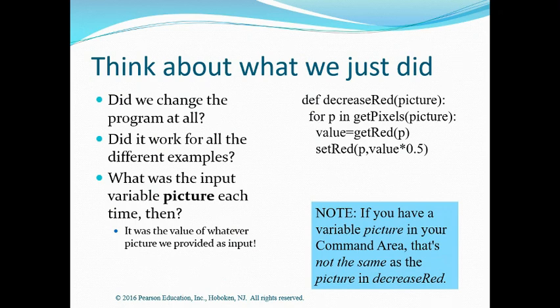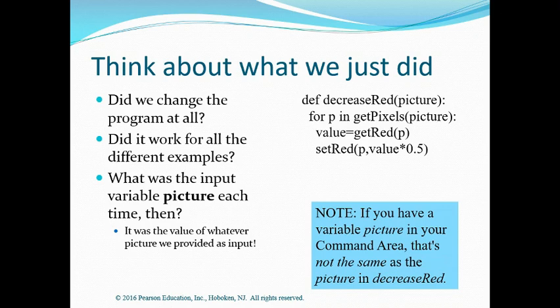So think about what we just did. Did we change the program at all between each of our examples? No. Did it work for all the different examples? Yeah. What was the input variable picture each time then? It was the value of whatever picture we provided as the input.